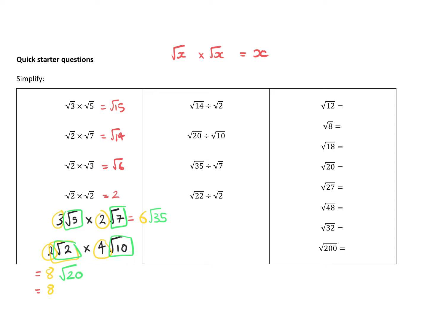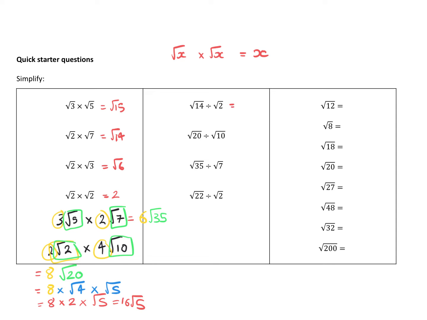So we've got 8, and instead of root 20, we're going to think of the biggest square factor that divides into 20, which is 4. So we've got root 4 multiplied by root 5, that's the root 20. And then breaking that down, that gives us 8 multiplied by 2 multiplied by root 5. So our answer to this one is 16 root 5. So make sure if you didn't get that right, or if you just stopped at 8 root 20, that you work that the whole way through.